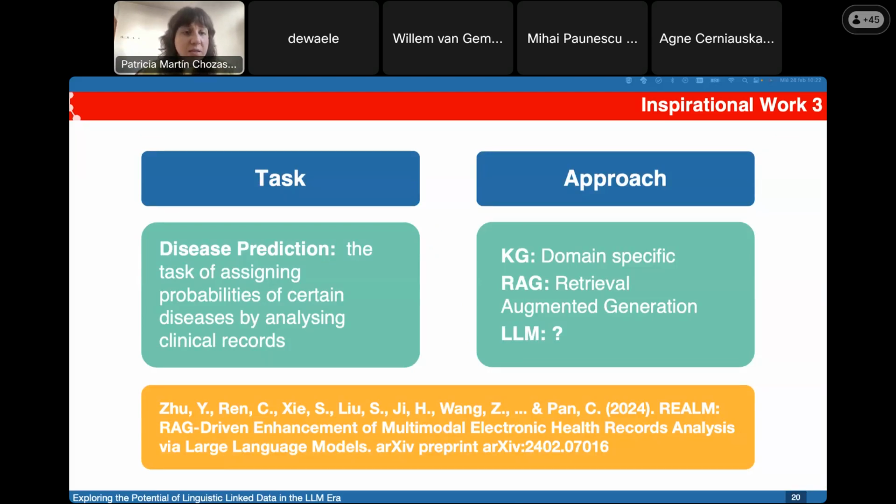In this case, based on a training set of clinical health records, authors want to predict the probability of mortality of a patient and the probability of coming back to the hospital after a disease. And in this work, authors use a domain-specific knowledge graph. The technique employed is retrieval augmented generation, and the LLM used, I couldn't find it, or they don't mention it in the paper. I'm not sure.